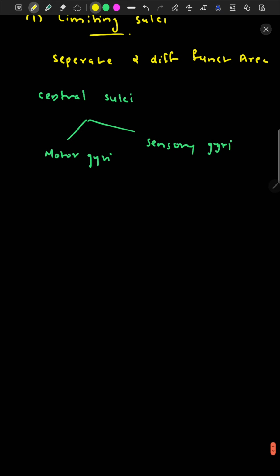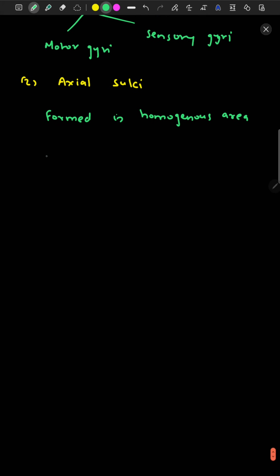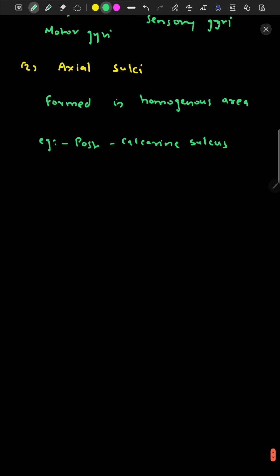So the second type is the axial sulcus. This axial sulcus is found in homogeneous areas. For example, the post-calcarine sulcus, in the occipital lobe, that is at the visual cortex, or you can say striate cortex. This axial sulcus is present there.